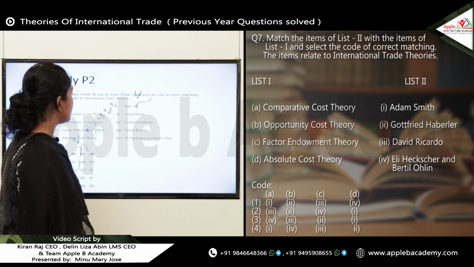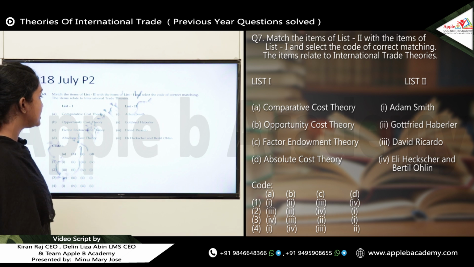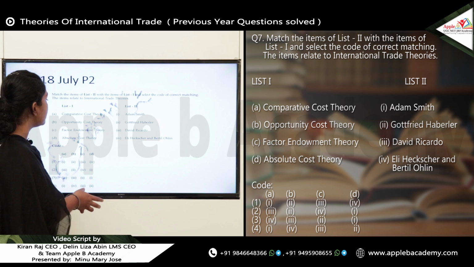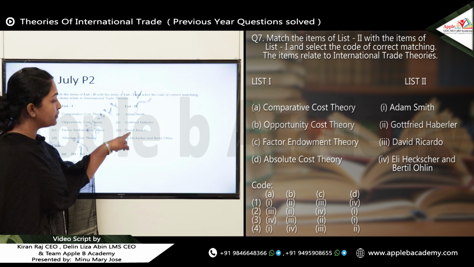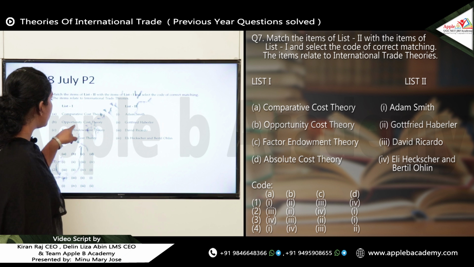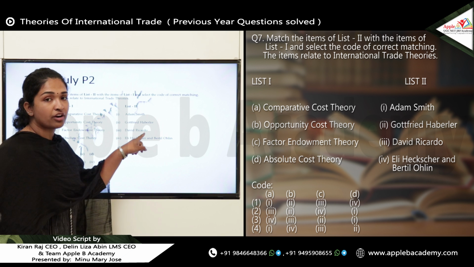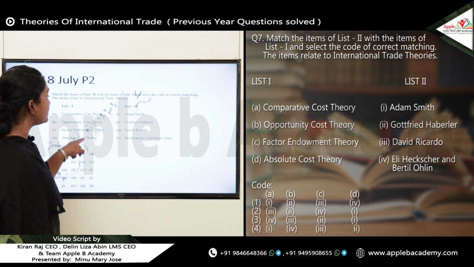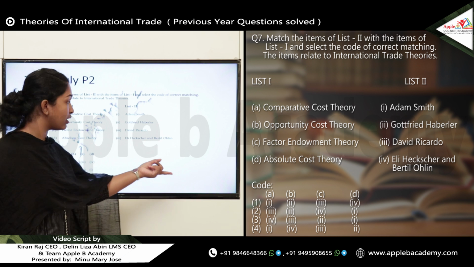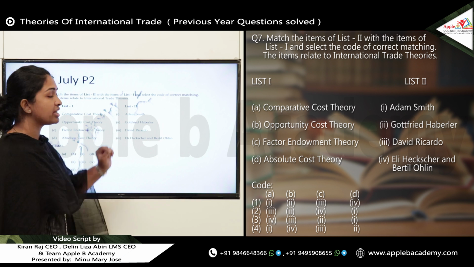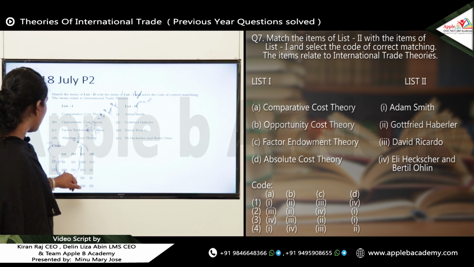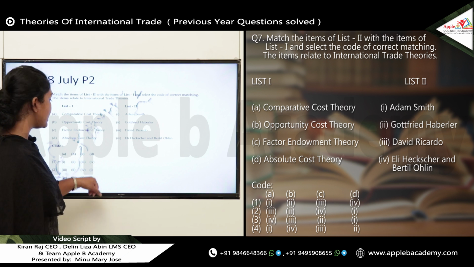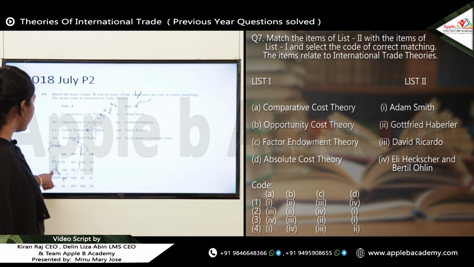Now the 2018 July paper 2, this is also a very simple question, that is to match the theories with their proponents. Comparative cost advantage theory is by David Ricardo, opportunity cost theory by Gottfried Haberler, factor endowment theory was given by Eli Heckscher and Bertil Ohlin, and absolute cost advantage theory was given by Adam Smith. So we can match option A with option 3, B with 2, C with 4 and D with 1. So the answer will be option 2.